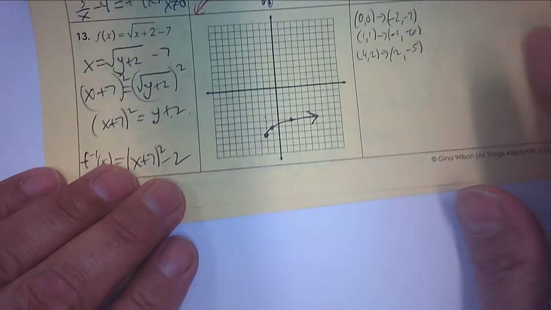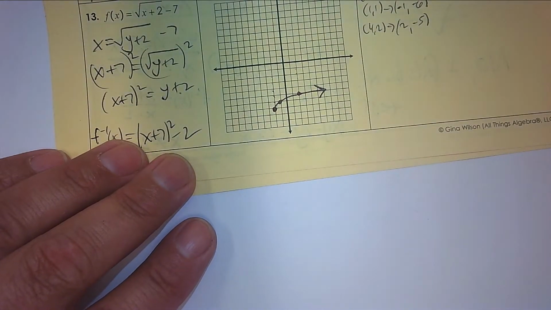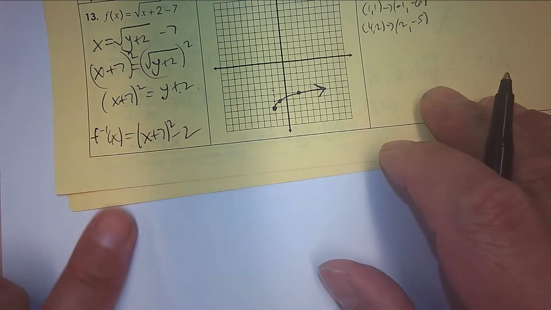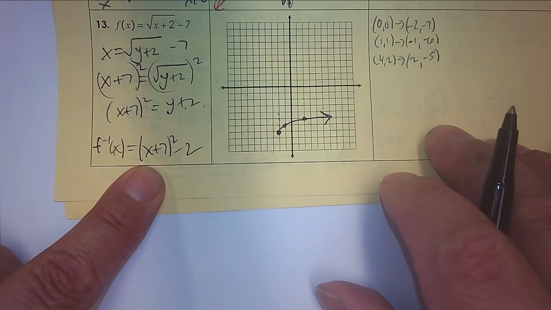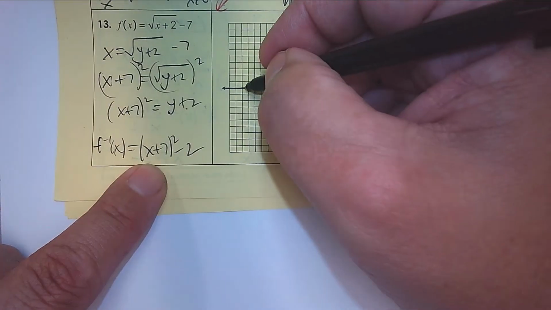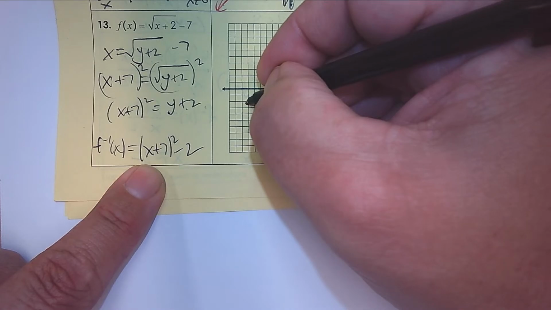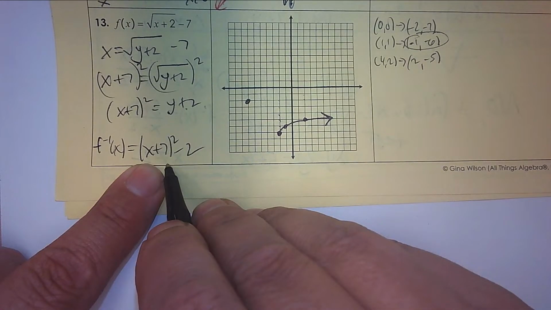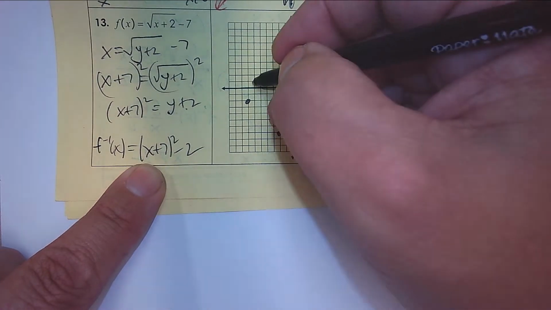So there is the square root. Now, when I draw the parabola, I got to be careful. So I have -7 and -2. I'm going to take these points and I'm going to flip them. So the next point that would be on my graph would be -6 and -1 and -5 and 2.